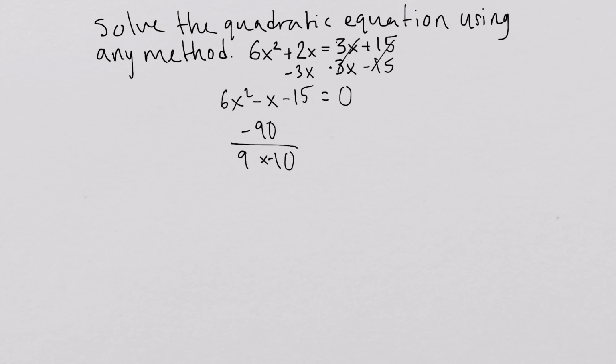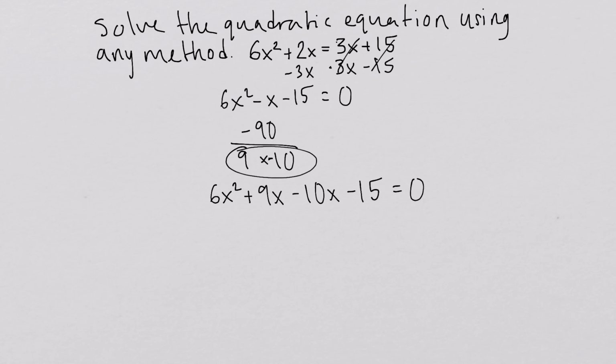That's the ones I need. Okay? So if we're going to factor by grouping, you're going to go 6x squared plus 9x. That 9x comes from this 9, minus 10x minus 15 equals 0. We group these two together. We group these two together.